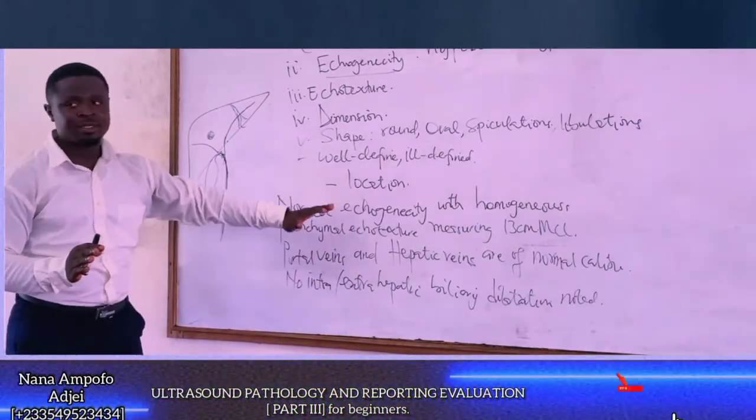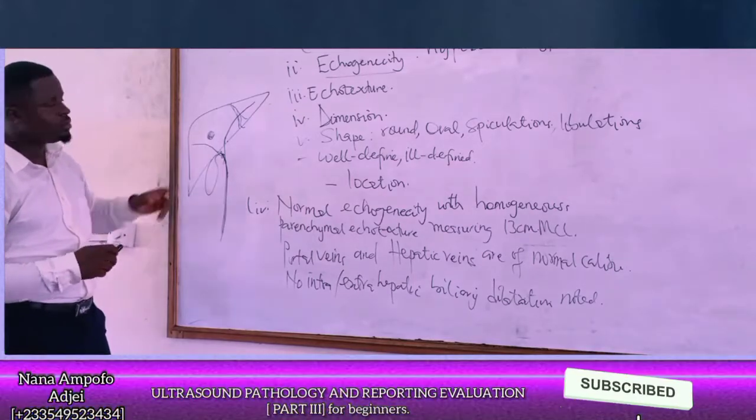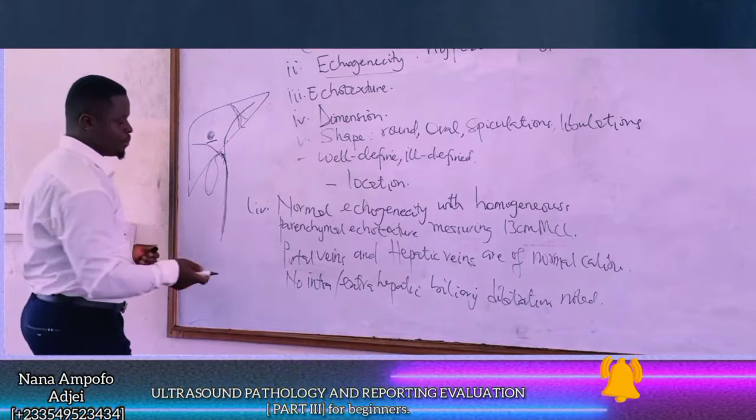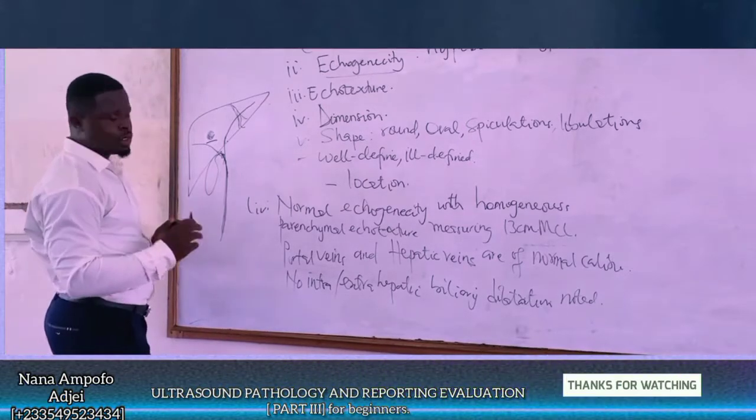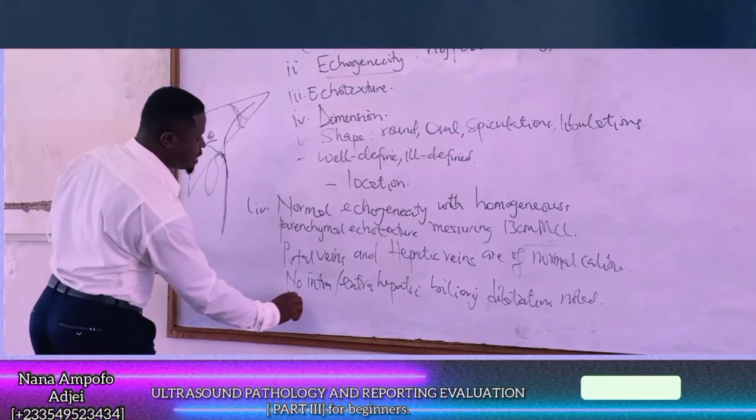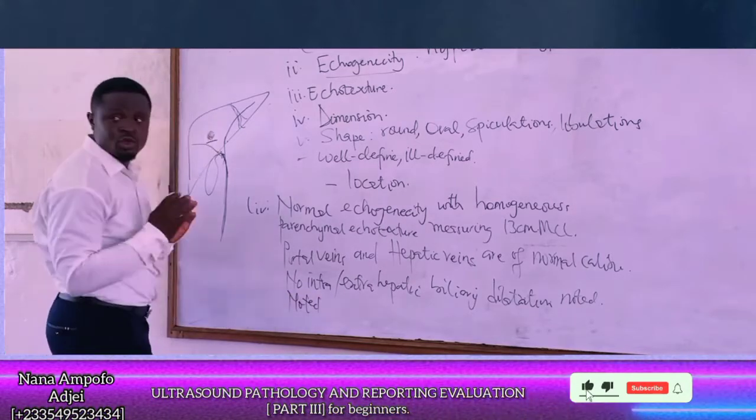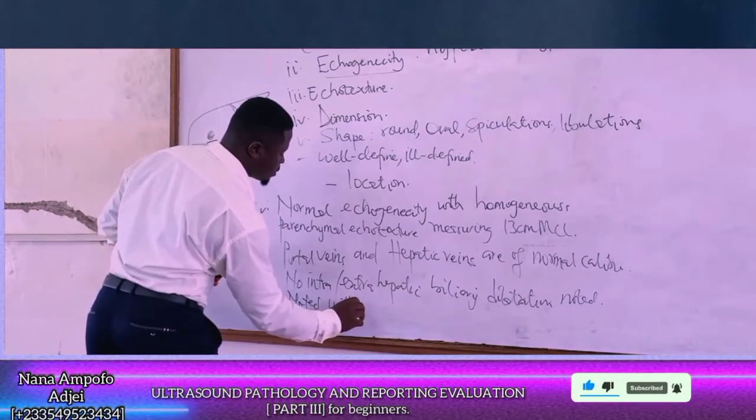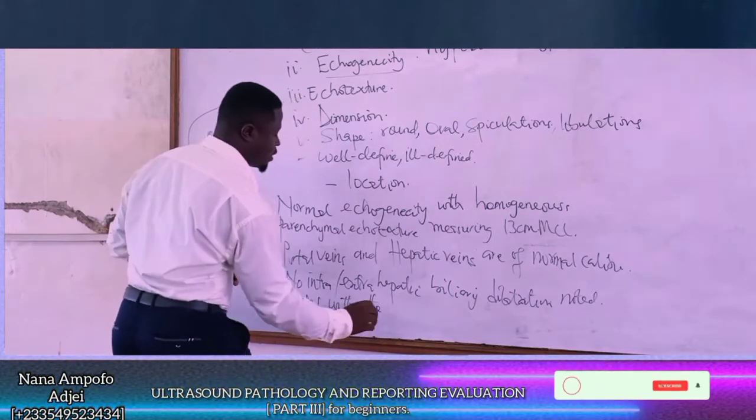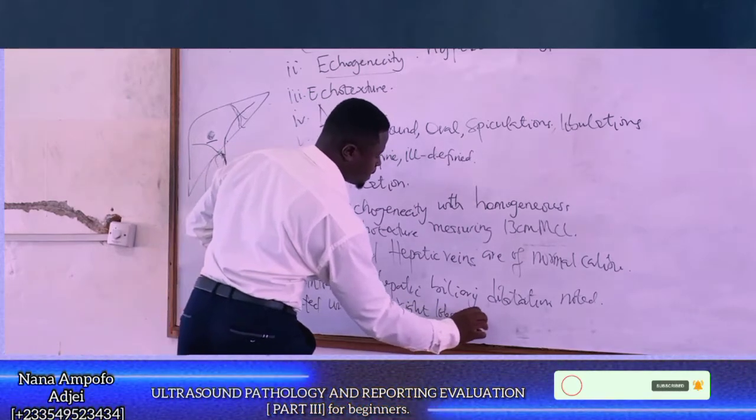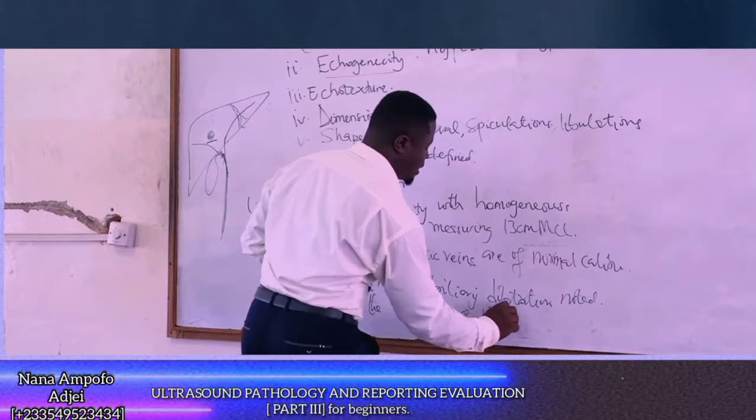So not in this part. You come to this part. Where is the location of this lesion? In the right lobe. So you can say it: noted within the right lobe of the liver. That is where you saw the lesion.